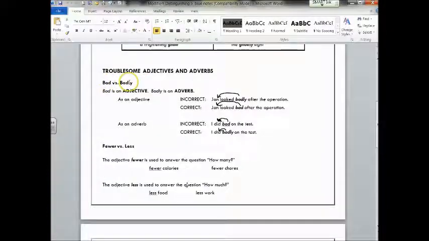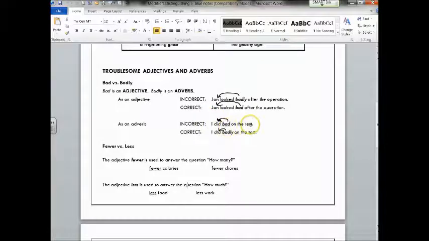First, we'll look at bad and badly. Bad is an adjective. We use bad when we're describing or modifying a noun or pronoun. Badly is an adverb. We use it when we are modifying a verb, an adverb, or an adjective. In this first pair, incorrect would be: Jan looked badly after the operation. We're describing Jan. Jan is a noun. We need the adjective, which is bad. Jan looked bad after the operation would be the correct sentence.